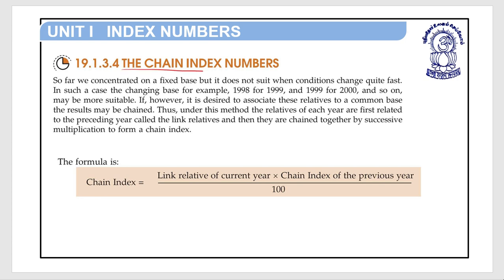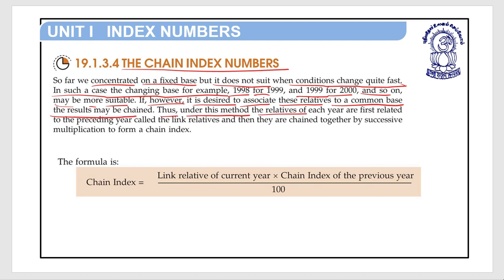Now the next topic is the chain index numbers. So far we concentrated on a fixed base, but it does not suit when conditions change quite fast. In such a case, the changing base, for example 1998 for 1999, 1999 for 2000 and so on, may be more suitable. If however it is desired to associate these relatives to a common base, the results may be changed.